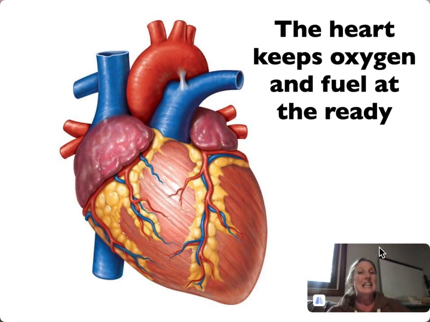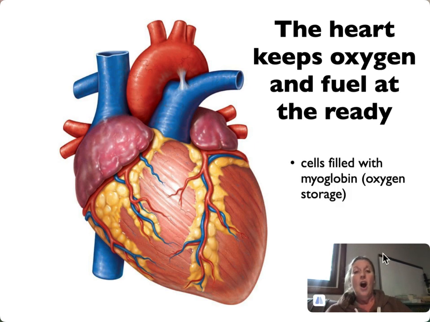Now, the heart doesn't get to stop and rest, unlike your skeletal muscles, and so your heart has to keep oxygen and fuel at the ready. The reason that the heart is red is the same reason that your muscles are red, or even that your blood is red. Muscles, including cardiac muscle, are filled with myoglobin. Myoglobin is red like hemoglobin, and it's also used to store extra oxygen. So all of these cardiac myocytes have oxygen stores that they can have access to.